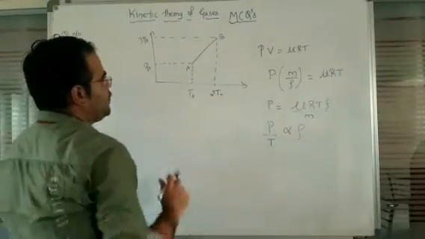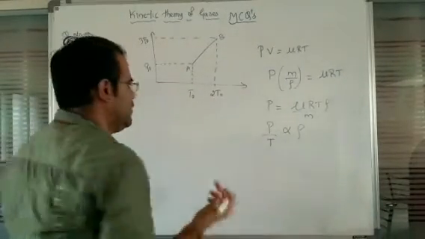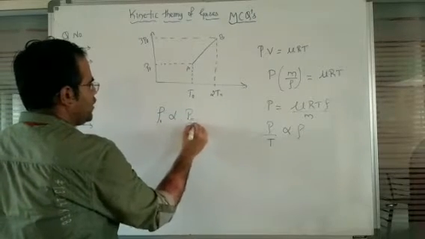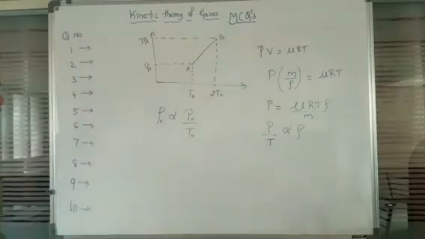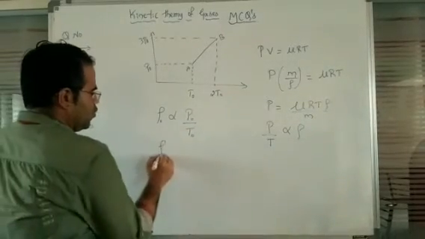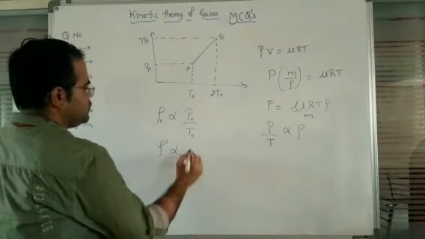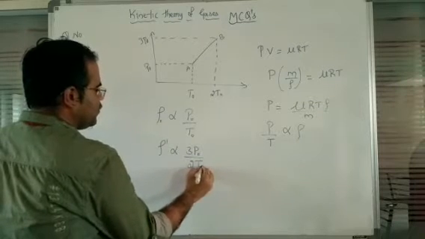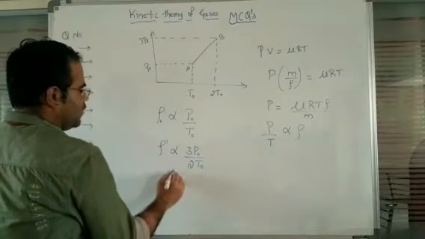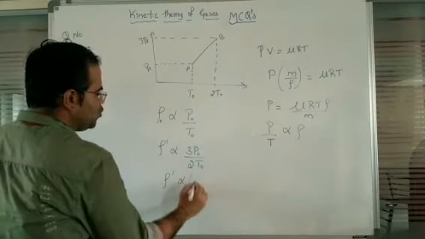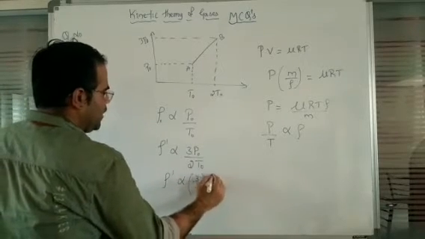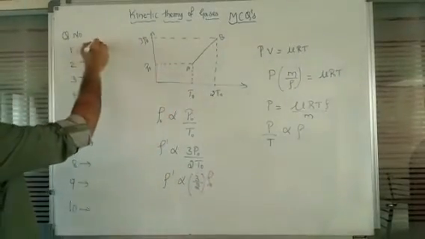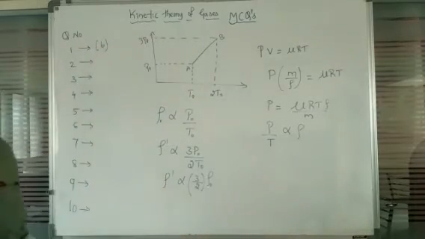If we compare the equation with the diagram, we can write rho naught is directly proportional to P naught divided by T naught. Next, when we calculate rho dash, that is directly proportional to 3 times P naught divided by 2 times T naught. So rho dash is directly proportional to 3 divided by 2 multiplied by rho naught. So for question number 1, option B is the right one.